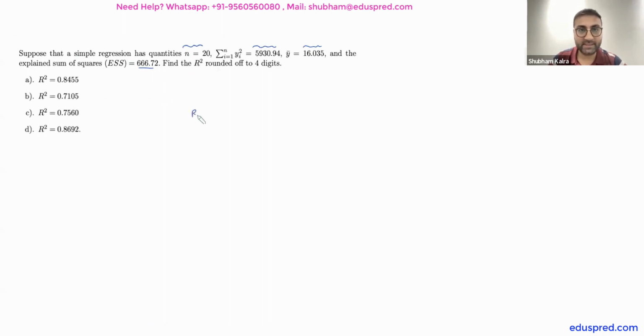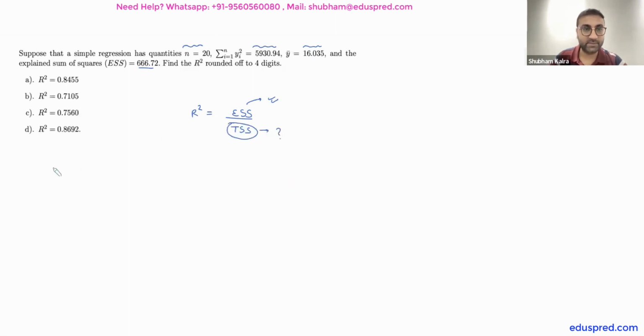Well, we know that the formula to calculate R square is explained sum of squares divided by total sum of squares. Now, the difficult part in this question is that they have directly given us the explained sum of squares, so the numerator is not going to be an issue. The problem is, what is your denominator going to be?